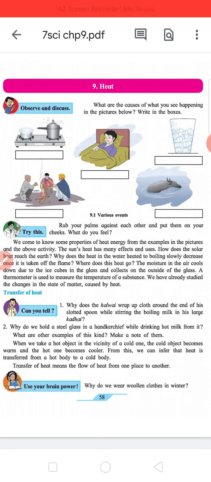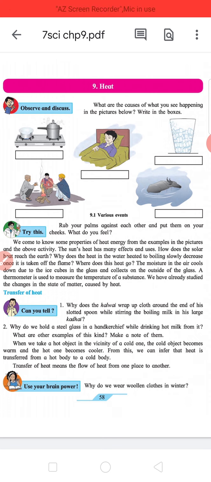Heading: Observe and discuss. What are the causes of what you see happening in the picture below? Write in the boxes. Heading: Try this. Rub your palms against each other and put them on your cheeks. What do you feel? We come to know some properties of heat energy from the examples in the pictures and the above activity. The sun's heat has many effects and uses.